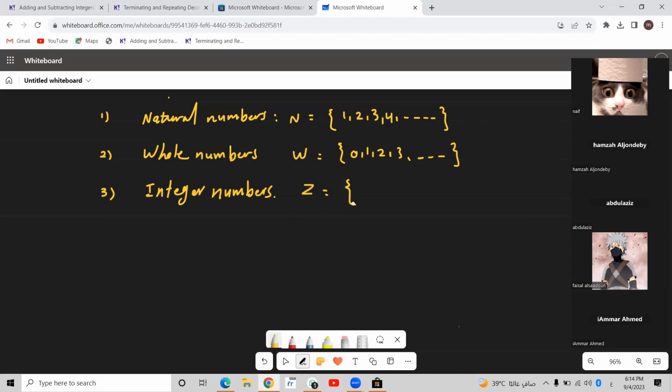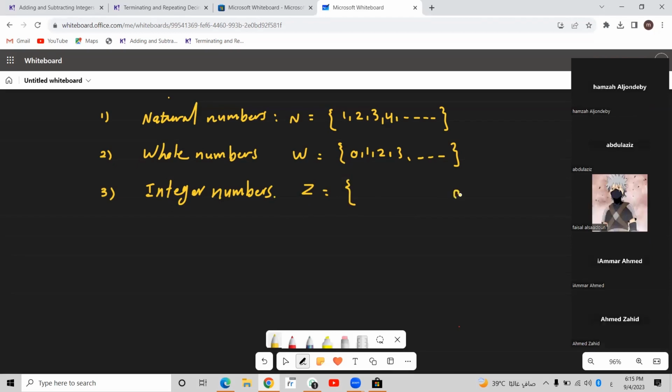So what are the numbers inside Z? From the middle, we have 0, okay? To the right, we have 1, 2, 3, 4. So this is exactly like the whole numbers. Then to the left, we have negative 1, negative 2, negative 3, etc. That's great.